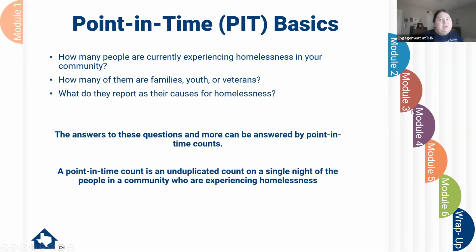All right, so here are some of the questions that the PIT count aims to answer, as well as a definition of the point in time count. The point in time count can help us answer a lot of different questions, such as how many people in our community are currently experiencing homelessness, how many of them are families, youth, or veterans, or other subpopulations, as well as some of their characteristics. How old are they? Are they families? Are they youth? Are they single adults? We examine all of this in the point in time count, and what do they report as their causes for homelessness? The answers to these questions and more can be found by doing a point in time count in your community. A simple definition that I like to use is that the point in time count is an unduplicated count on a single night of the people in a community who are experiencing homelessness.